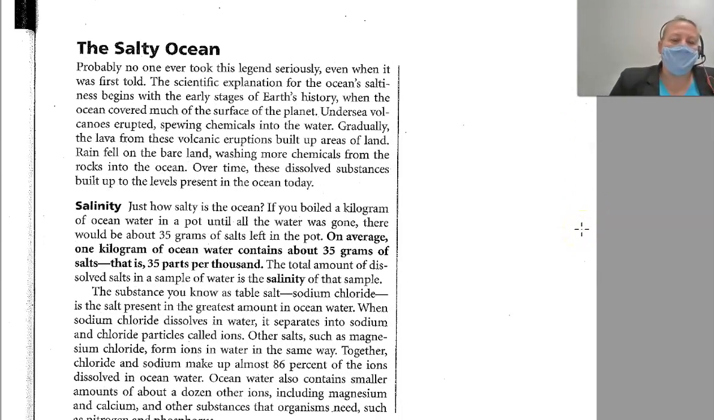The salty ocean. Probably no one ever took this legend seriously, even when it was first told. The scientific explanation for the ocean's saltiness begins with the early stages of Earth's history, when the ocean covered much of the surface of the planet. Undersea volcanoes erupted, spewing chemicals into the water. Gradually, the lava from these volcanic eruptions built up areas of land. Rain fell over the bare land, washing more chemicals from the rocks into the ocean. Over time, these dissolved substances built up the levels present in the ocean today.